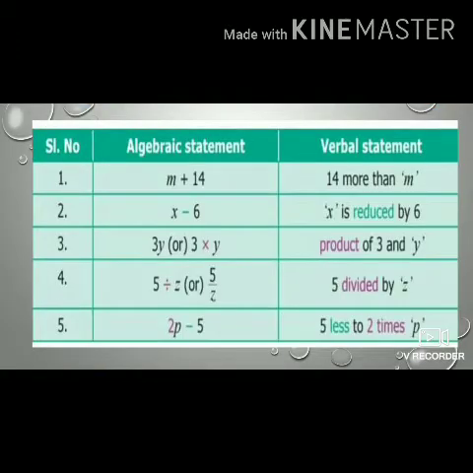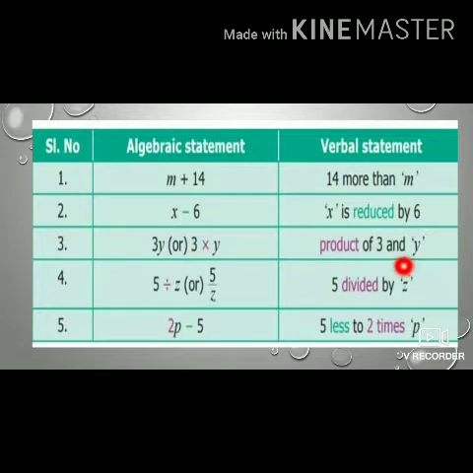How to convert an algebraic statement into a verbal statement. m plus 14. Plus means what? 14 more than m. x minus 6. Minus means you have to subtract or reduce. x is reduced by 6. 3y or 3 into y. Here the symbol represents what? Product. Product of 3 and y.